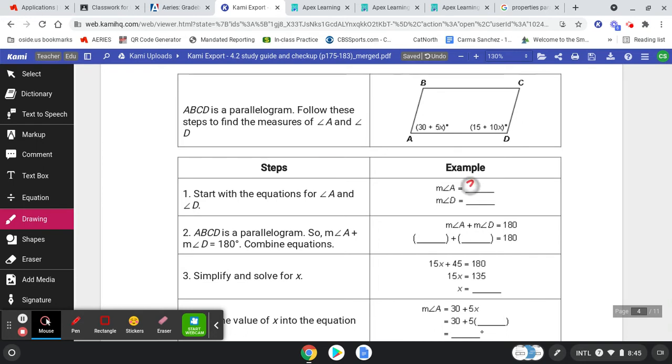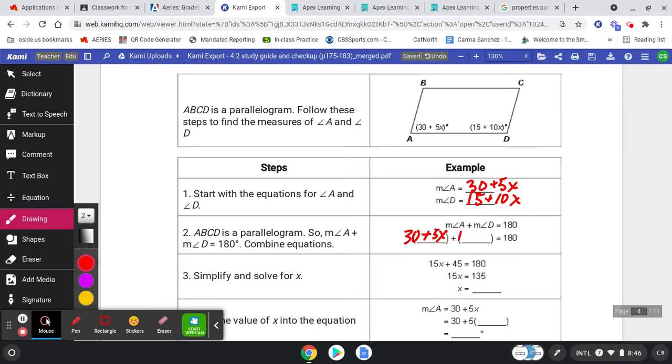Notice that the measure of A is 30 plus 5x. See it labeled up there? And the measure of D is 15 plus 10x. And because I know this property, that the two of these things combined are supplementary, they add up to 180. So let's go plug in these expressions. 30 plus 5x plus 15 plus 10x all adds up to 180. And now we're going to combine like terms and solve.